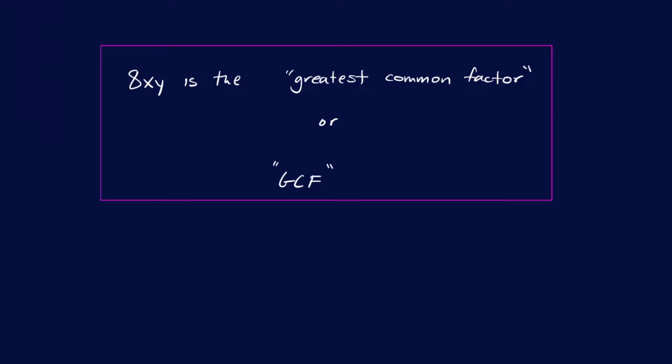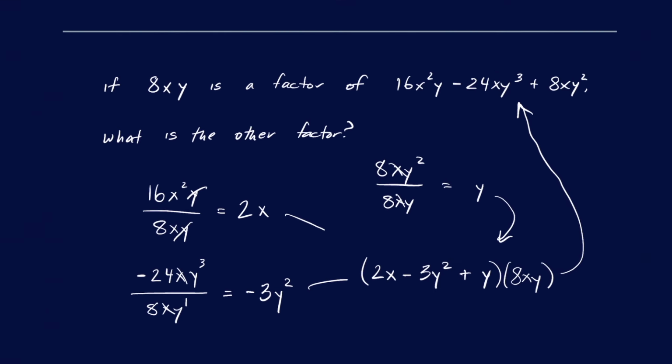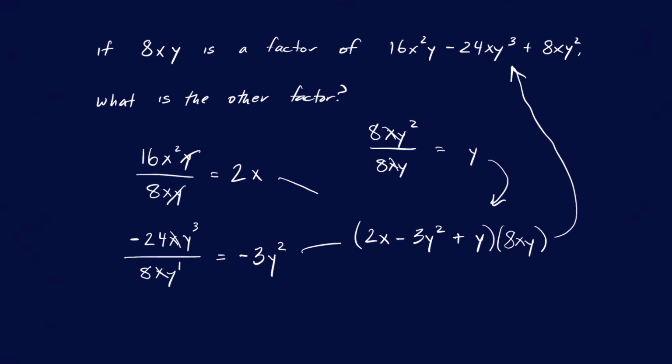So the real challenge when factoring polynomials is usually when you're asked to fully factor something. You're actually not given one of the factors, which makes it harder because you have to find the greatest common factor. Like in all the examples we just did, we were given one of the factors and we could easily find the other factor because all we had to do is divide the original expression by the factor.